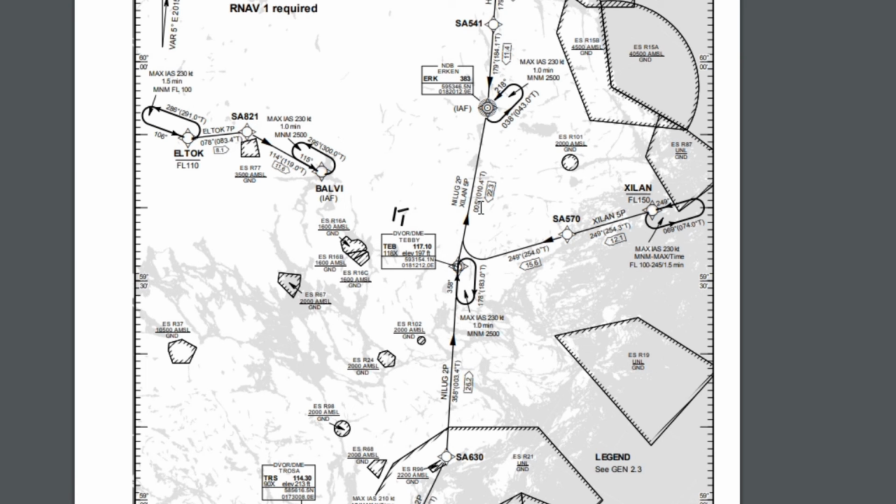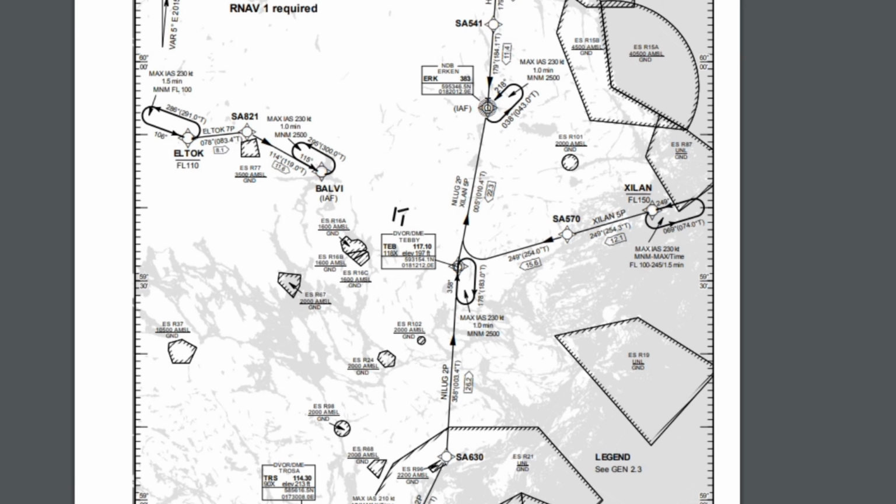Next we go 005 degrees towards Erken. This is an NDB, and also the initial approach fix. So as you can see, the airport is here where the mouse is, and Erken, which is the initial approach fix, is where the STAR basically ends.